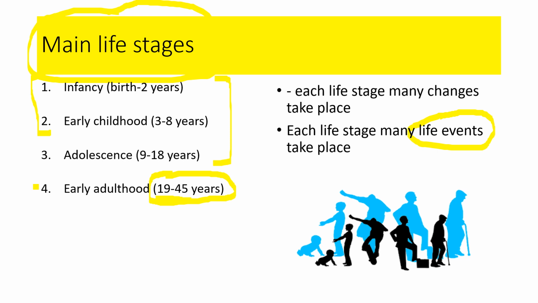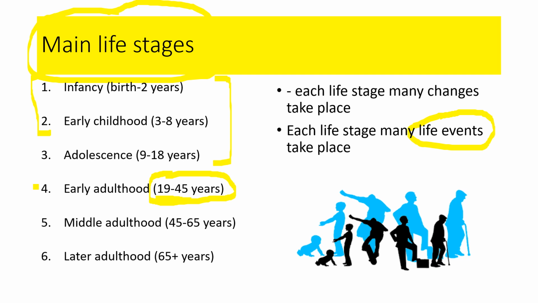We might have our first job. We might learn to drive a car. We might get married. We might have children, and so on. Middle adulthood, again, is quite broad. It's 20 years. And in that time, again, lots of life events might happen. And the last one, later adulthood, age 65 plus.